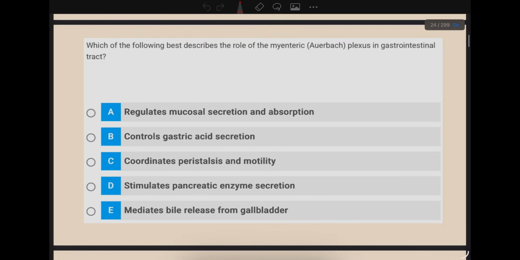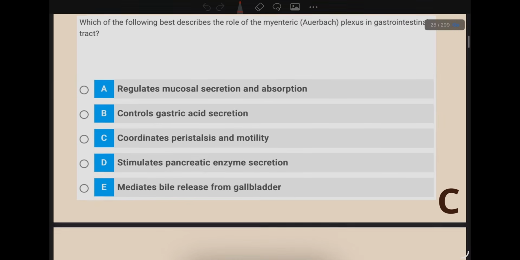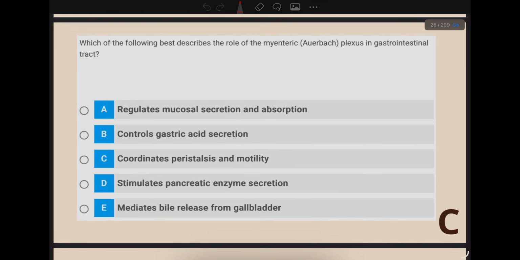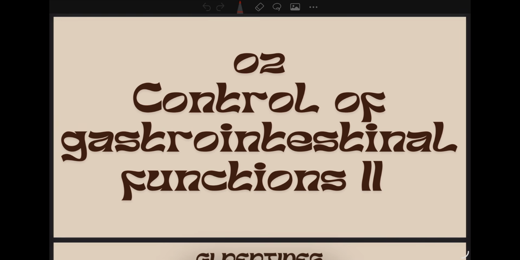Now, which of the following best describes the role of the enteric plexus? Okay, both of you want to solve it yourself? Let's see. Coordinates peristalsis and motility. We discussed that. Okay, so second lecture.